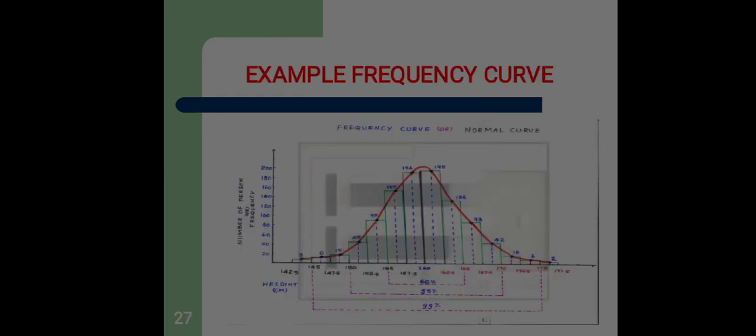Example of a frequency curve. The frequency curve: when we smooth our frequency polygon, we get a frequency curve. The curve is drawn freehand through the various points of the polygon such that the total area under the curve is equal to that of the polygon.